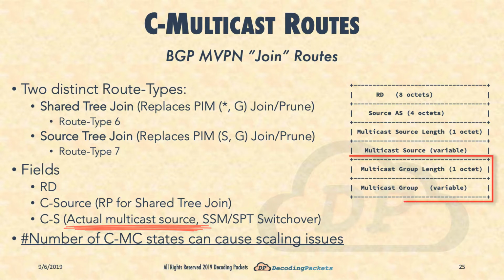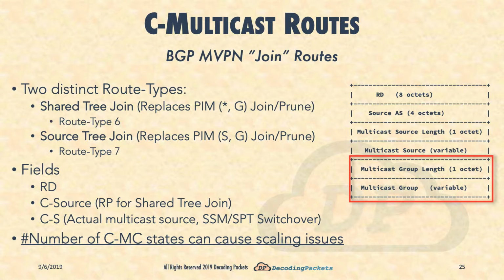The last two fields are the multicast group length and the multicast group. Once again, the length describes the actual group, whether it's an IPv4 or an IPv6 group, and the group, well, that's just the group. That's just the group that a receiver wants to join or is interested in.